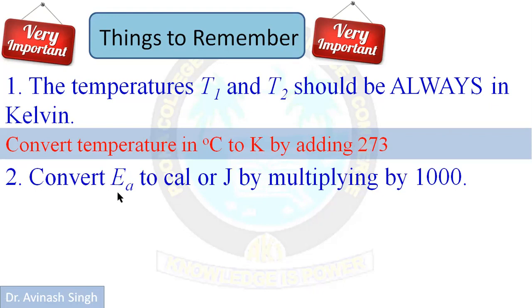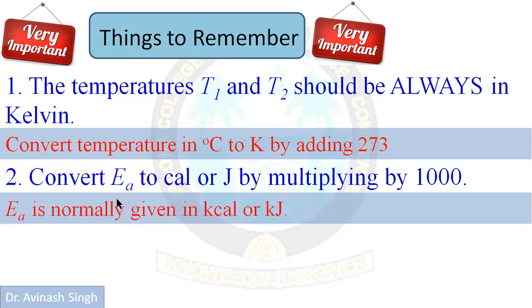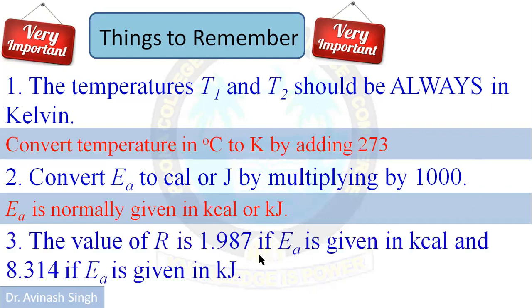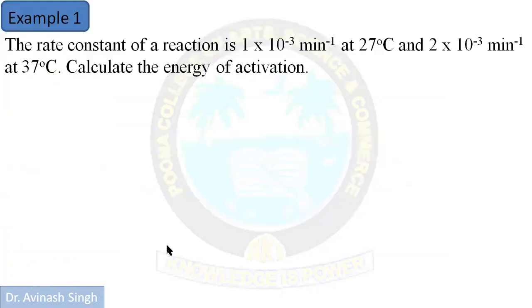Normally, energy of activation in a numerical is given in either kilocalories or kilojoules. You have to convert it into calories or joules respectively by multiplying by 1000. And third, the value of R depends on in what unit energy of activation is given. If energy of activation is given in kilocalories, R should be used as 1.987, and if energy of activation is given in kilojoules, the value of R to be used is 8.314. Now let's talk about a few examples.